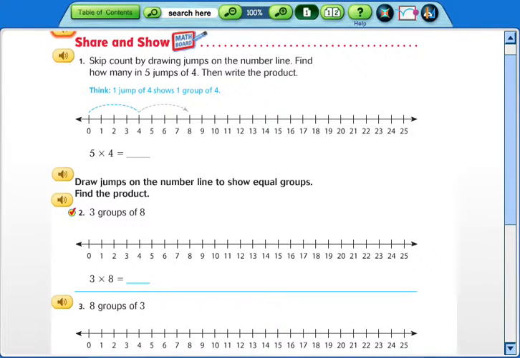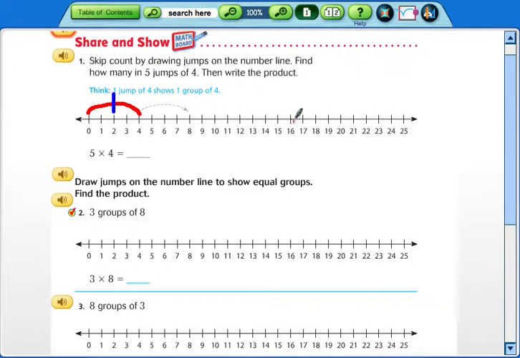Well, we can always look at the first factor, this 5, as how many jumps I want to make total. I'm going to make 5 jumps on this number line. The 4 tells me how many are going to be in each jump. So that means each jump I make is going to only have 4 in it. Watch this. Here's my first jump. I'm going to start at 0. I'm going to make my first jump 0 to 4. That's jump number 1. Okay?